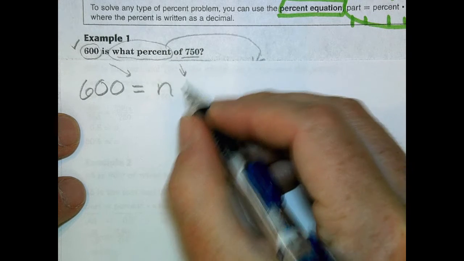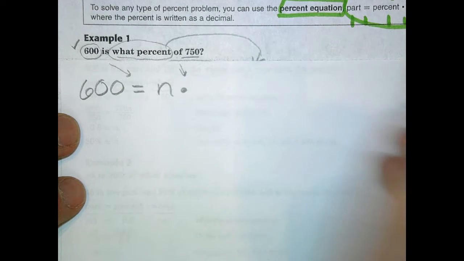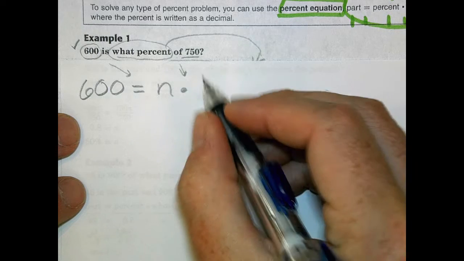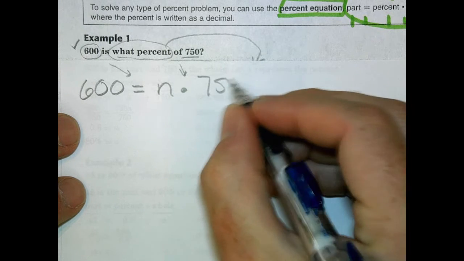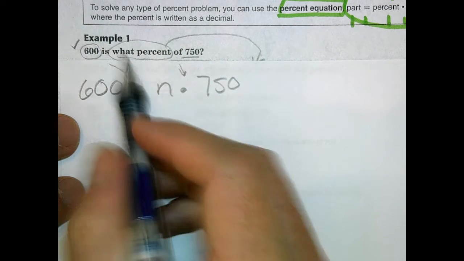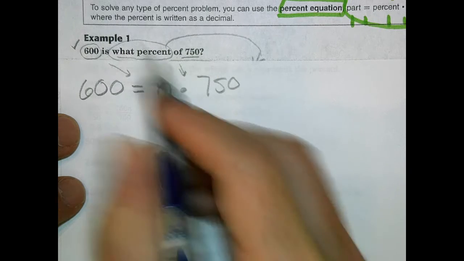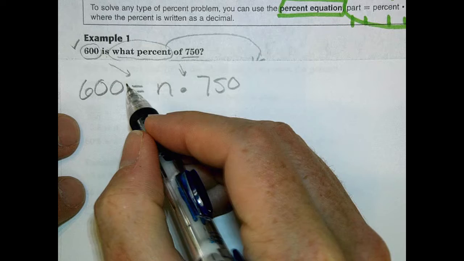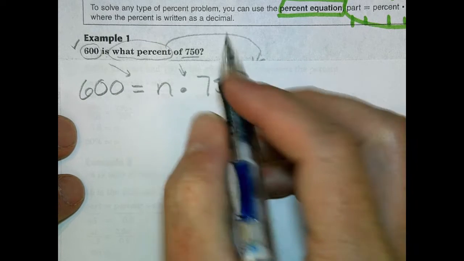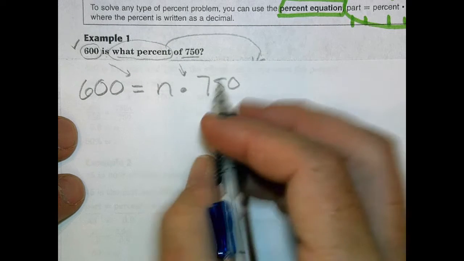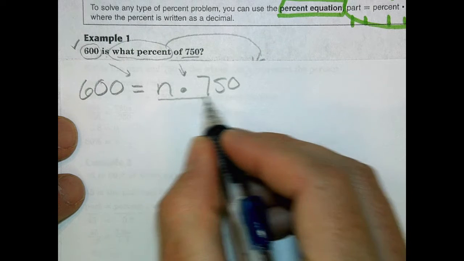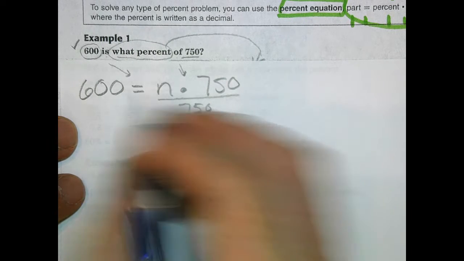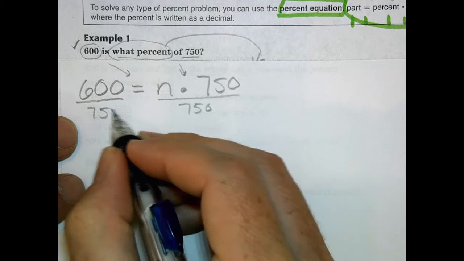"Of" is always multiply, so you can do a dot for multiplication or an X, whichever one helps you out, just remember it's not a decimal, and then 750. So when I convert this sentence into a math equation, we exchange the words "is" and "of" for equals and multiplication. From here, I would solve for n. To do that, I would separate the n and the 750. They're joined by multiplication, so I would divide both sides by 750.